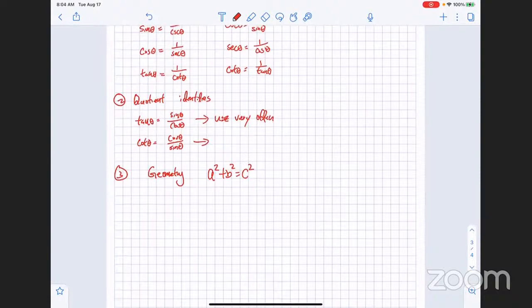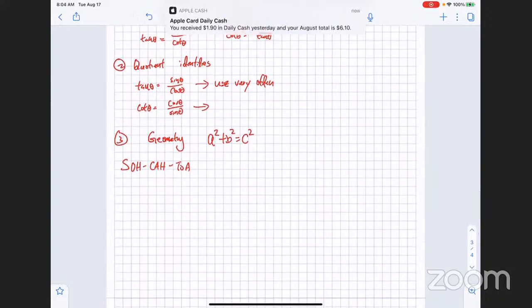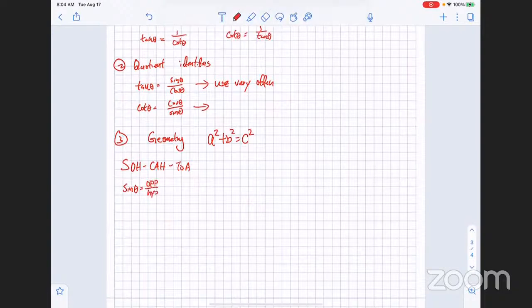And we're going to use the idea called Sohcahtoa. What does Sohcahtoa mean? That means sine of theta is equal to opposite over hypotenuse. Cosine theta is equal to adjacent over hypotenuse. And tangent theta is equal to opposite over adjacent.